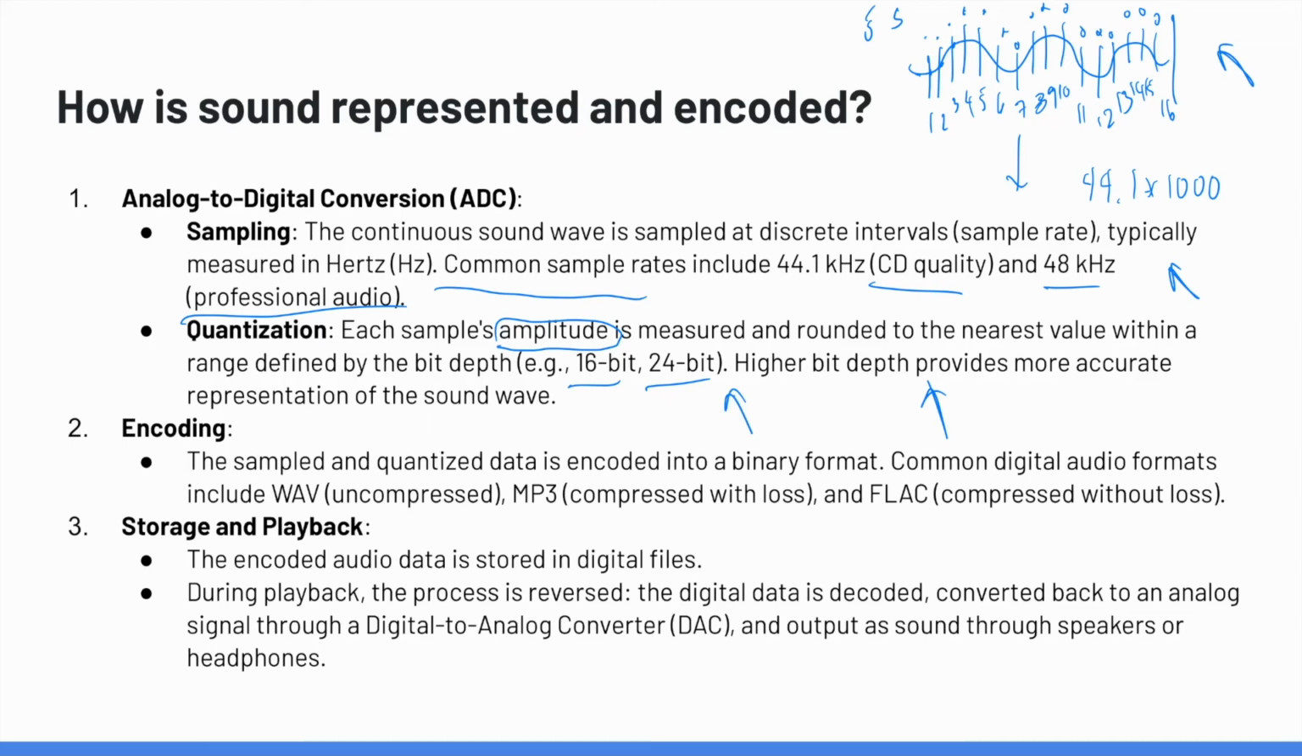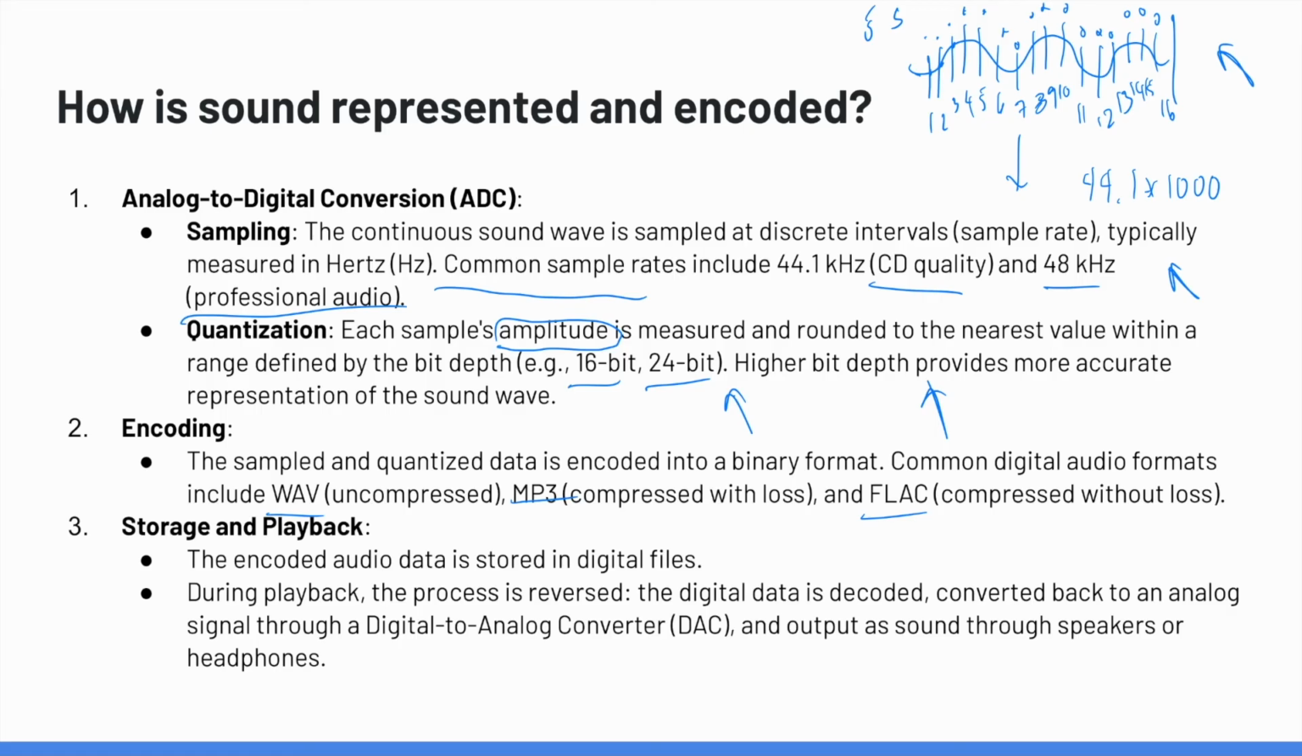And remember, bits are basically representing ones and zeros. So that means we're going to end up with a file that consists of ones and zeros for the amplitude at each interval. And this data is going to be encoded into a specific digital audio format that we'll specify, which could be WAV, MP3, or FLAC, among many others. WAV being uncompressed, MP3 being compressed with some loss or reduction in quality, and FLAC meaning compression without loss.